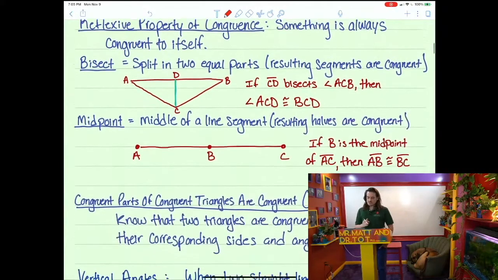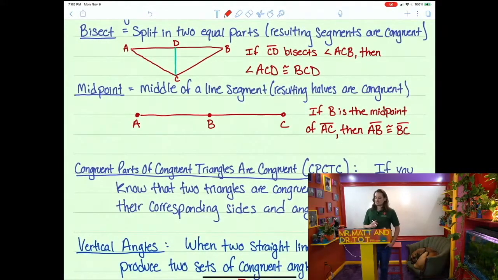Also, if we talk about something being bisected, that means that it's split into two equal parts and the resulting segments must be congruent. So in this little diagram I drew, we have triangle ABC. Notice if line segment CD, if we're told that line segment CD bisects the angle ACB, then we know that angle ACD, this guy, has to be congruent to angle BCD, that guy right there.